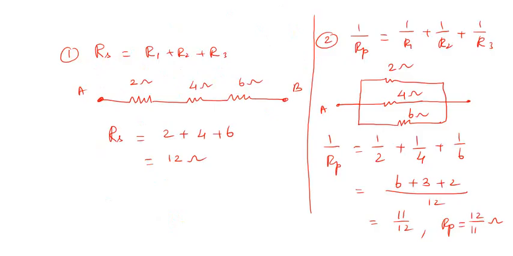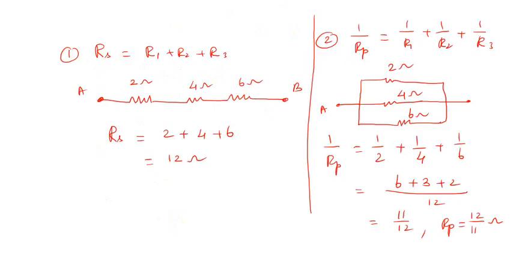Look at the next case, where imagine the resistors 2 ohm, 4 ohm, 6 ohm are connected in parallel. Then the effective resistance formula is 1 by Rp is equal to 1 by R1 plus 1 by R2 plus 1 by R3. Therefore, it is 1 by 2 plus 1 by 4 plus 1 by 6. Then you get 11 by 12. So effective resistance Rp is equal to 12 by 11 ohm, which is almost 1.